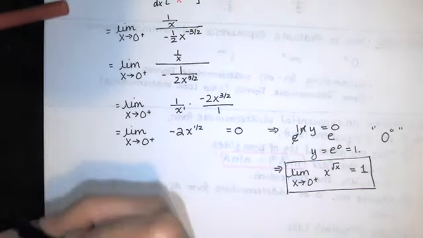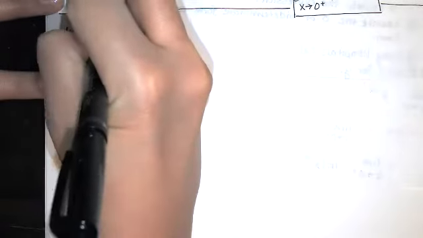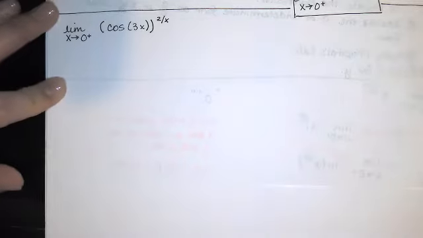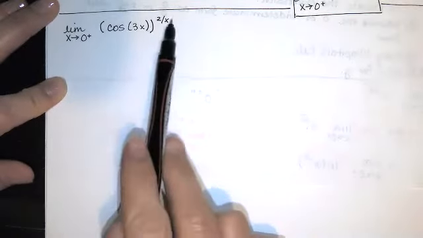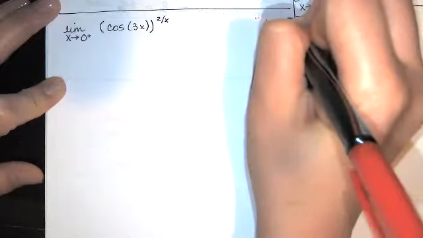Let's look at another example. Same idea, a new problem. Let's take the limit as x approaches 0 from the right of cosine of 3x raised to the 2 over x power. Well, let's take the limit as x approaches 0 from the right of the base and the exponent. As x approaches 0, the base is approaching cosine of 0, and cosine of 0, remember, is 1. So I've got 1 in my base.